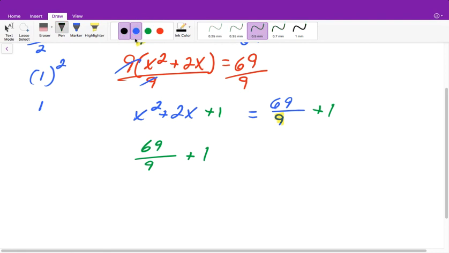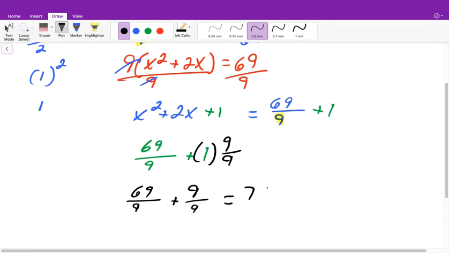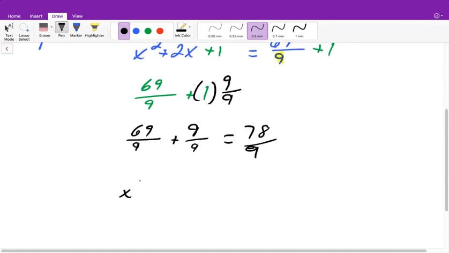In order for us to add this, we need to get common denominators. So we'll multiply this by 9 over 9. So it's 69 over 9 plus 9 over 9. So that is equal to 78 over 9. So we have x squared plus 2x plus 1 is equal to 78 over 9.